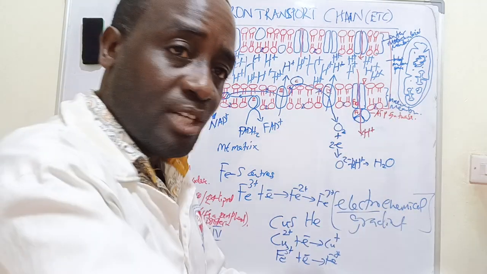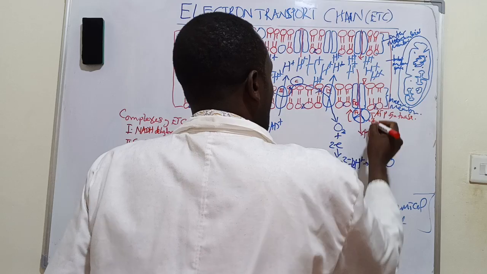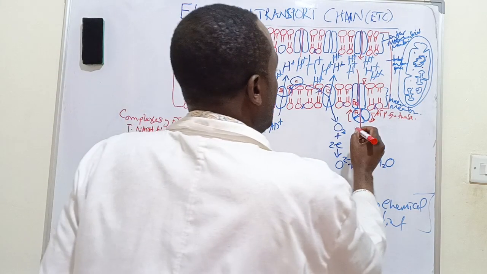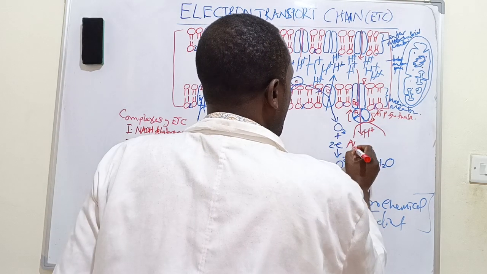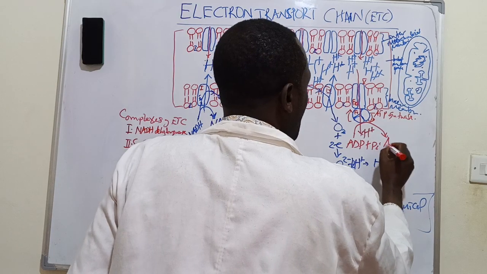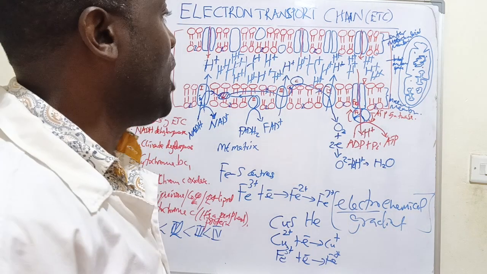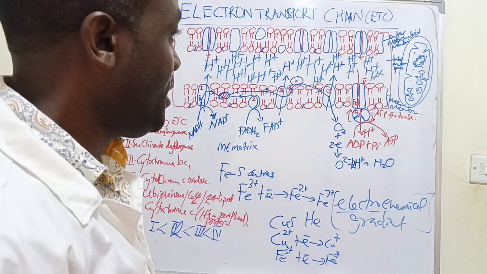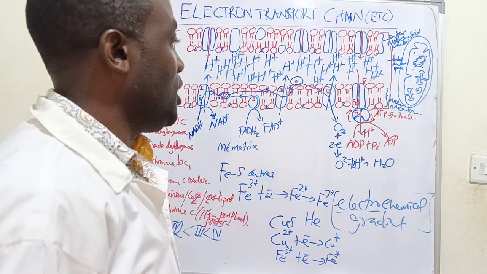Now this bulbous head starts to rotate. As it is rotating, the energy from that rotation is coupled to the combination of ADP plus an inorganic phosphate to form ATP. And that is how we have managed to form our ATP from the reduced coenzymes. So that is what you call the electron transport chain.